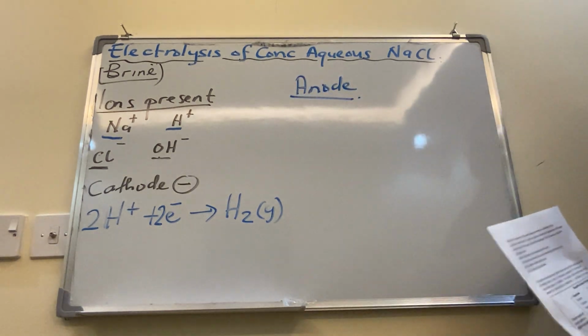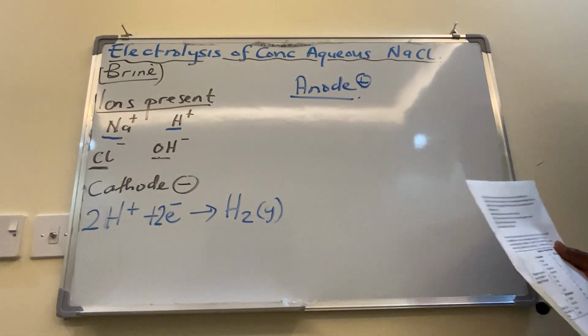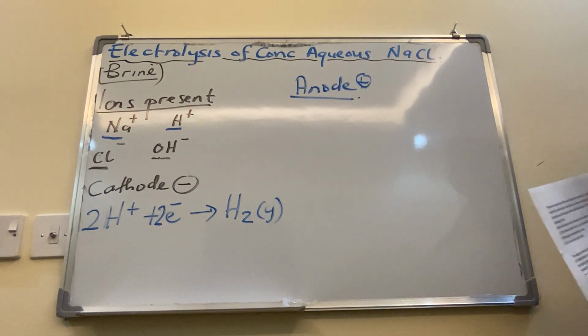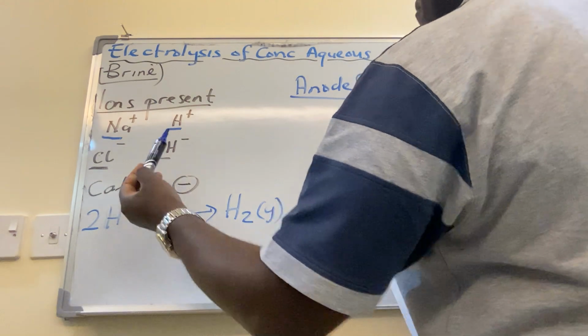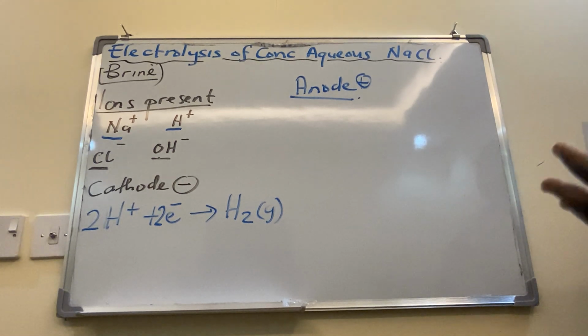Okay, the anode. Now again, the anode is positively charged, and two ions are going to migrate to the anode. Now you have the chloride and the OH minus. Right. This one at A level, you'll be given what are called electrode potential, where you'll be having values.